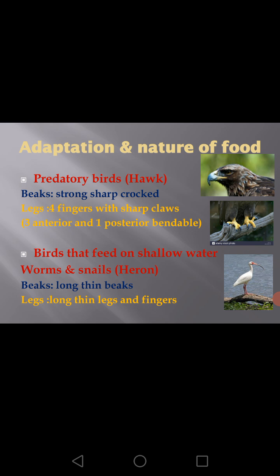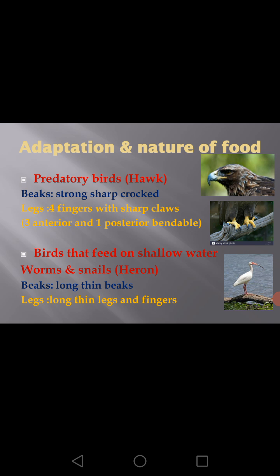Say in predatory birds like the hawk, its beak is a strong, sharp and crooked hook. Why? To be able to tear its prey's flesh. Its legs contain 4 fingers with sharp claws, 3 anterior fingers and 1 bendable posterior finger. Why? For firm catching of the prey.